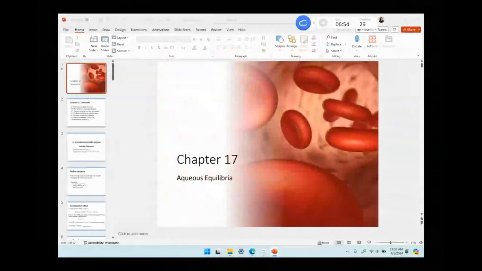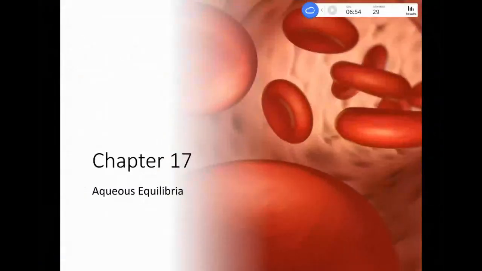All right, chapter 17 is all about aqueous equilibria. So we're thinking about equilibrium reactions in aqueous solutions. We might have ions dissolving, things like that. This is, well, it's kind of hard to see on the projector, but a picture of red blood cells.